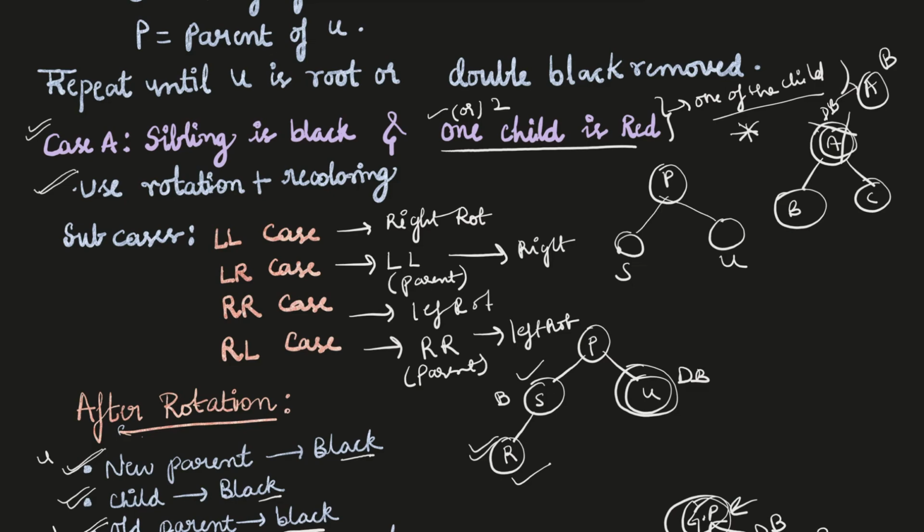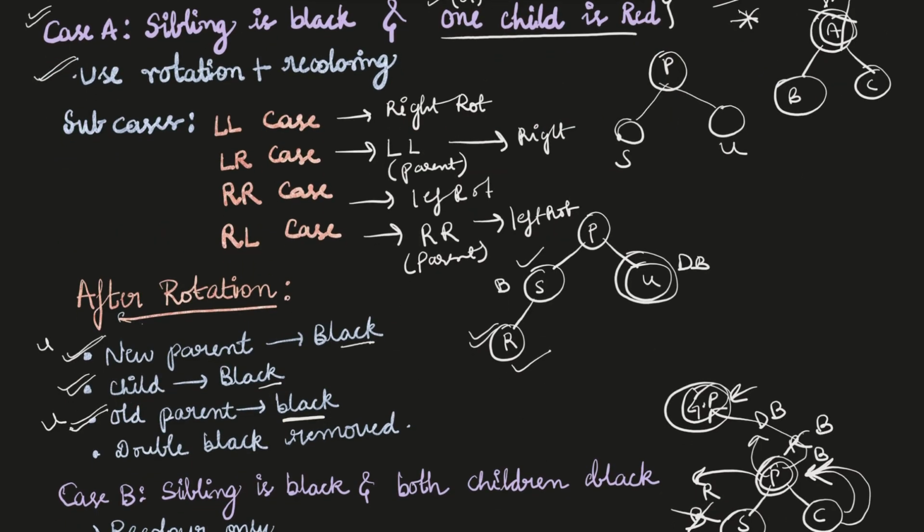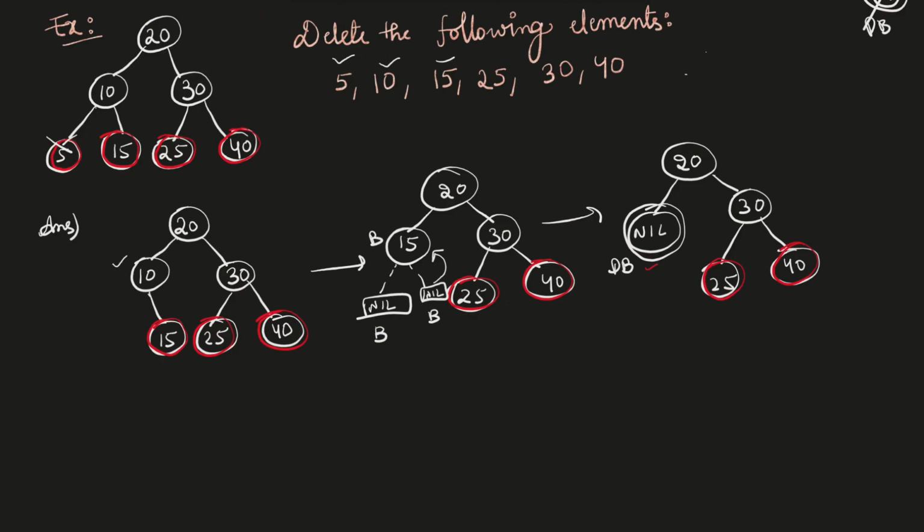So we need to use rotation and also recoloring. So let's see. Since it is an R case, you can take either RR or RL. I'll take RR. For RR we simply do the left rotation at the grandparent. If this is the child and this is the parent, then this would be its grandparent. At its grandparent, you simply have to perform left rotation.